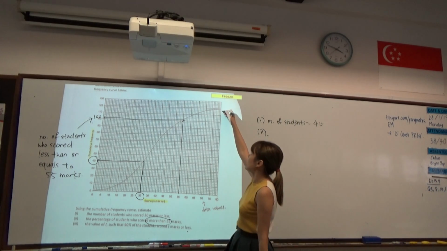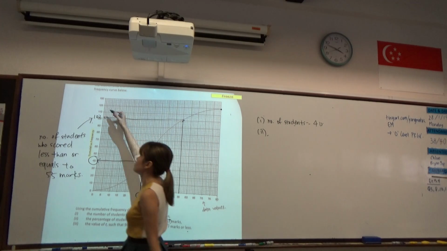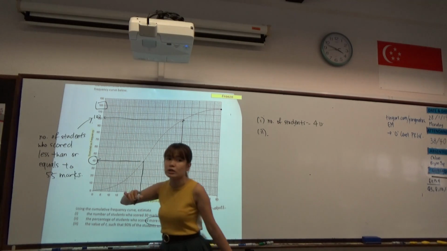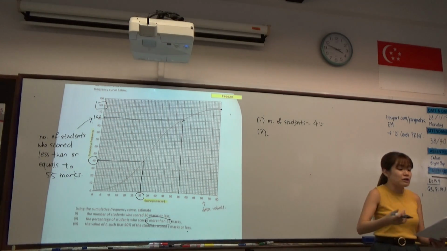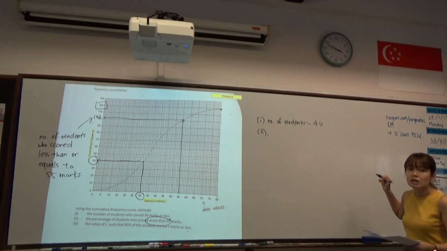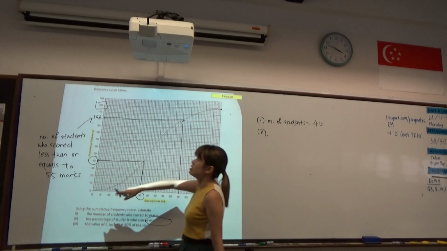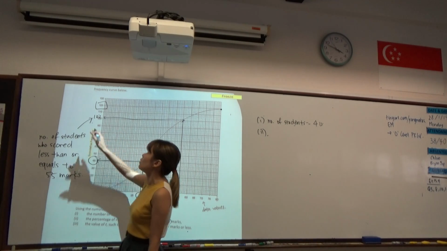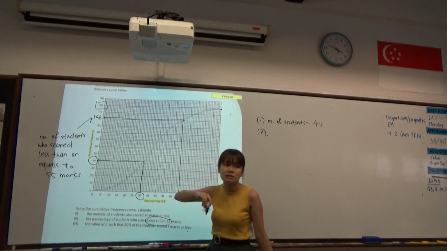So take note, the curve actually ends over here. So the highest frequency, total frequency is 120. Or else you can read from the information given right at the top. It says that there are 120 students. So don't be misled by the things found in the y-axis. Don't always think that the highest number will be the highest frequency.